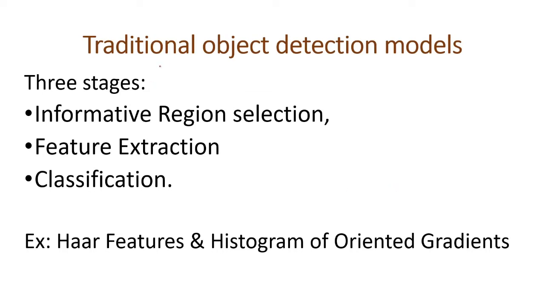So earlier the pipeline of the traditional object detection models was divided into three stages. The first stage was informative region selection. Suppose we have different objects in any position of the image. We have different objects in different regions of the given image, and they could be of different sizes. Suppose here is a small dog, here is a big dog, and here is another image of a dog, and it could be a different aspect ratio or different size.